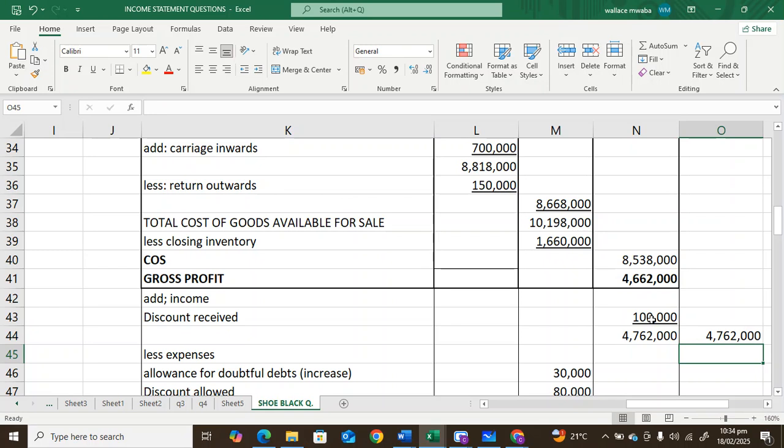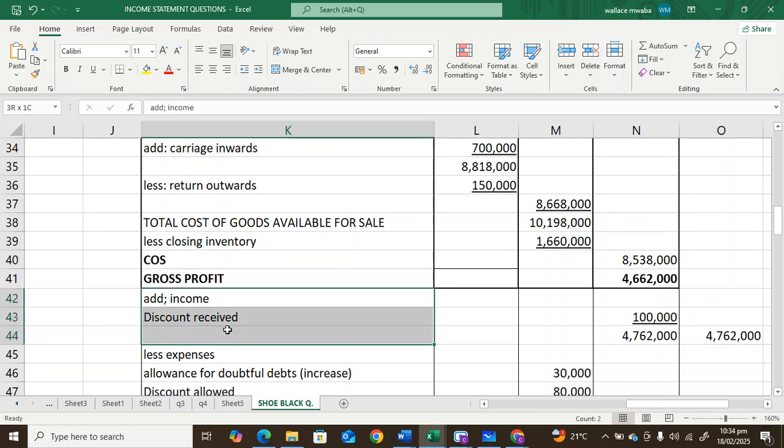So if you see anything written as received or receivable, remember you add it here. Received or receivable, then you're going to add it. Okay, colleagues? If you see commission received, rent received, rent receivable, commission receivable, just know that's income. Okay, discount received, all of those you add. Okay, colleagues?